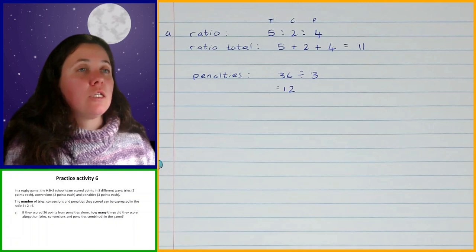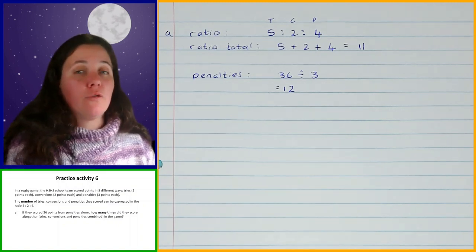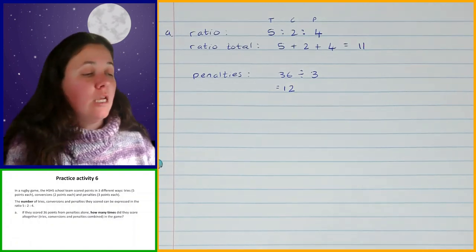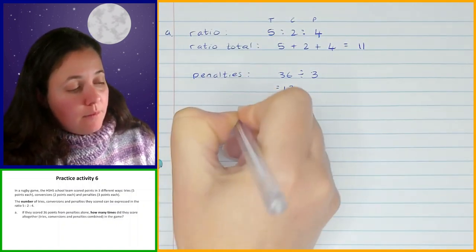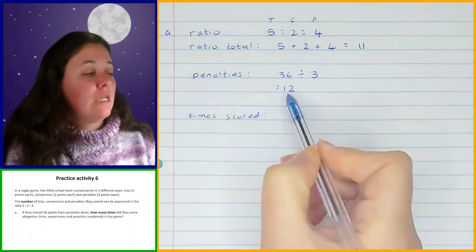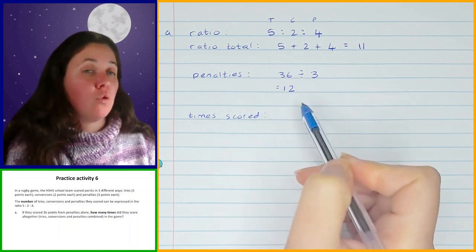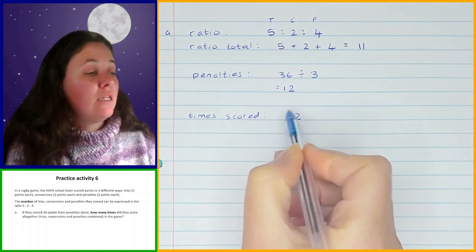Now I can use that to work out the total number of times that they scored altogether. I don't need to work out conversions individually, and I don't need to work out tries individually. I just need to work out the total number of times that they scored. So the times that they scored is going to be, first of all, I need to use the only number that I actually have, which is 12, in terms of a number of times of scoring. So that was 12. That is the number of times that penalties were scored.